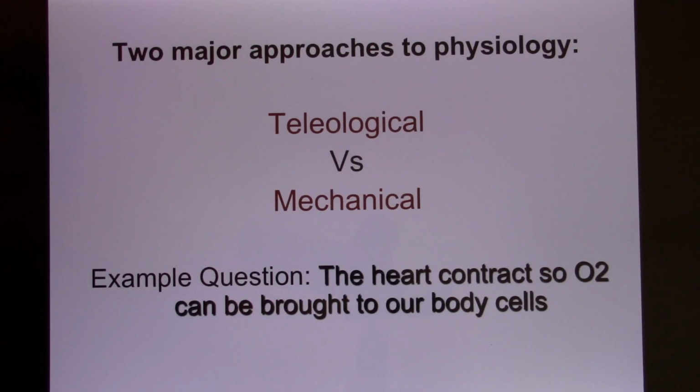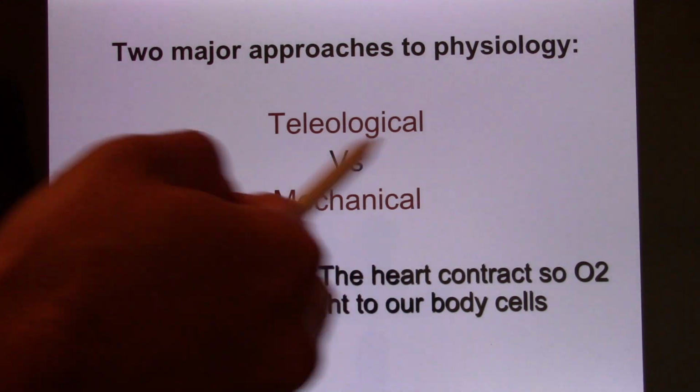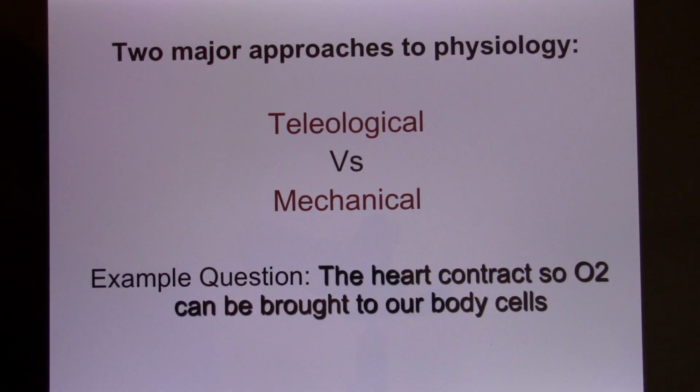And there are two major approaches to ask a question: teleological and mechanical. Teleological is why. For example, you ask people why you need to breathe, and the teleological answer would be, if you don't breathe, you're going to die. And that's a correct answer, but it's teleological. And in physiology, we focus on how it works.